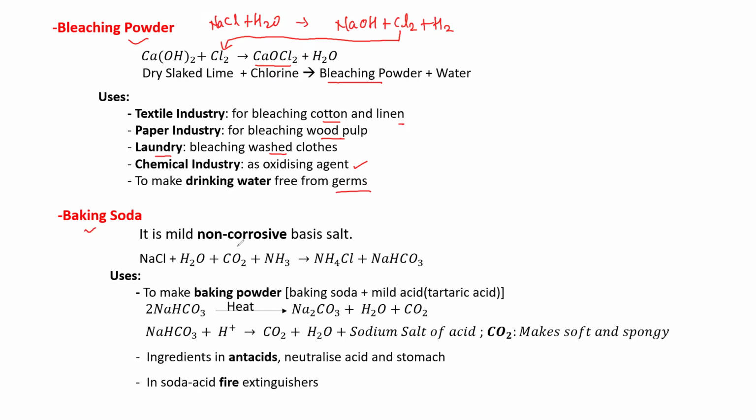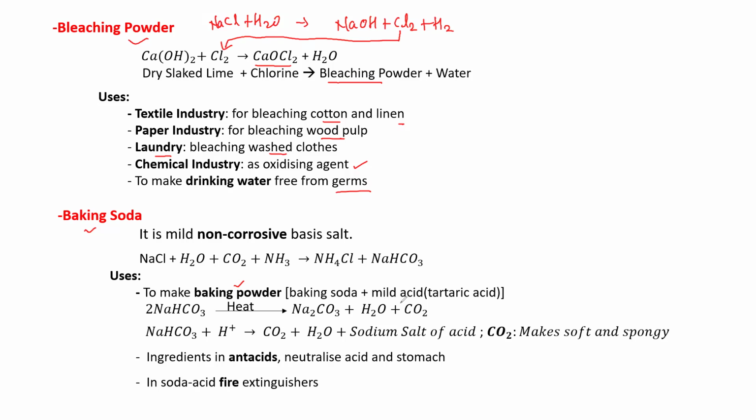Next we have baking soda. It is a mild non-corrosive basic salt. So we are using this directly, indirectly in many food products. So this sodium chloride reacts with water, carbon dioxide is also there, and NH3 is also there. So finally we are having the products NH4Cl and NaHCO3, that is sodium hydrogen carbonate. It is used in many places, the first use we are seeing here is making baking powder.